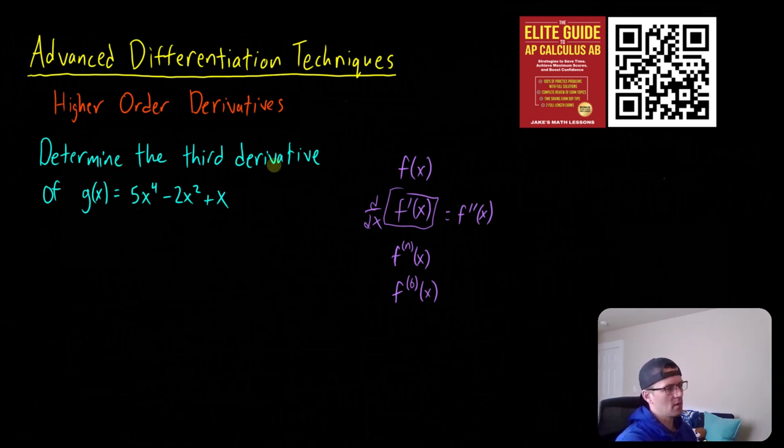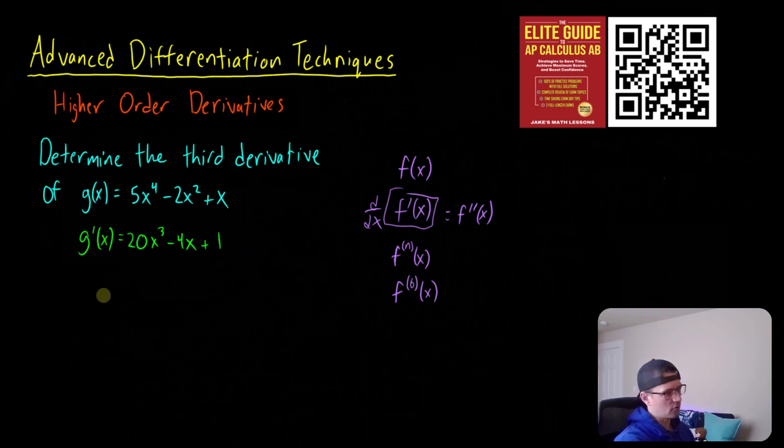We're going to determine the third derivative of g of x equals 5x to the fourth minus 2x squared plus x. Like I said, to find the third derivative, we essentially would start with finding the first derivative. So g of x is this function here. First, we would find g prime of x, which would be the first derivative. In this case, we can do that just using the power rule. So bring the 4 down in front, giving us 4 times 5 is 20 as our coefficient. Subtract 1 from the power. Bring our 2 down in front, giving us minus 4x. 2 minus 1 is 1, so just x. And then the derivative of x is just 1.